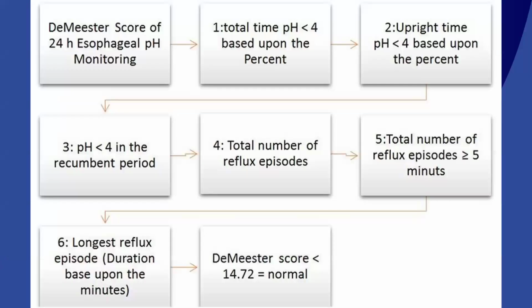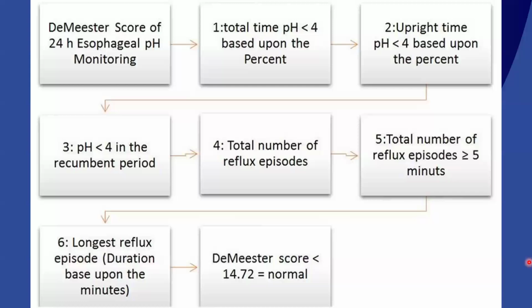For the scoring, we have the DeMeester score of 24-hour esophageal monitoring, which is calculated using 6 parameters: total percentage of time with esophageal pH less than 4, upright time with pH less than 4, pH less than 4 in the recumbent period, total number of reflux episodes, total number of reflux episodes longer than 5 minutes, and longest duration of reflux episode.